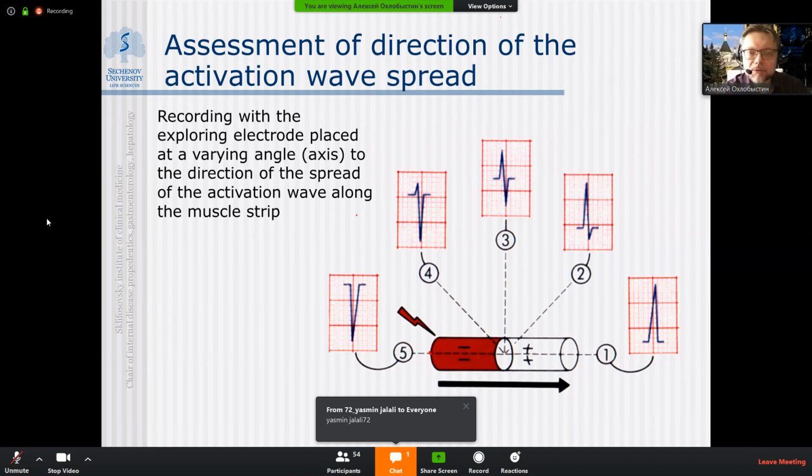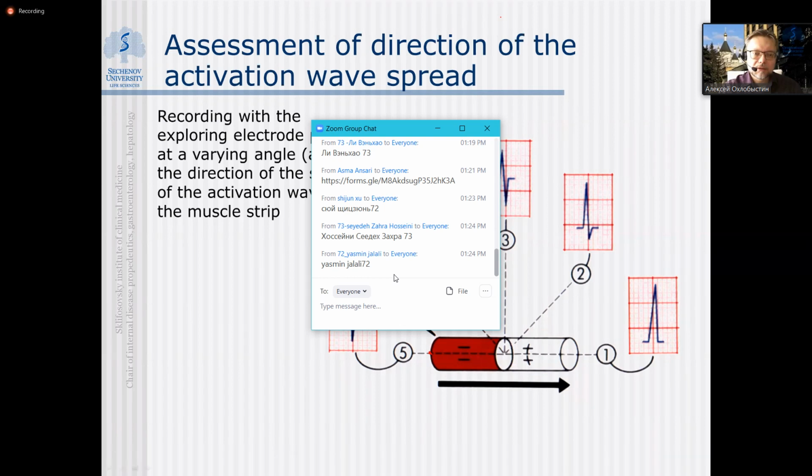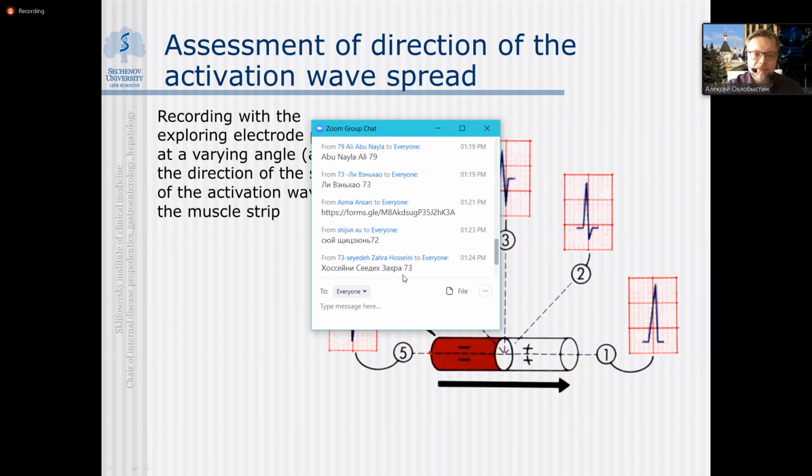there are a lot of messages in the chat. I need to find out what's happening there. Good, you are writing your names and group numbers, that is good, but please try to use the Google form. Hope it's working. Okay, sorry.